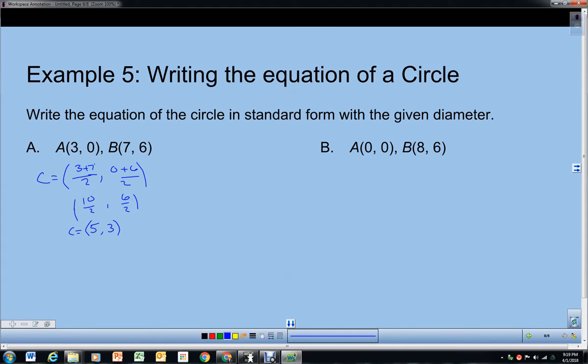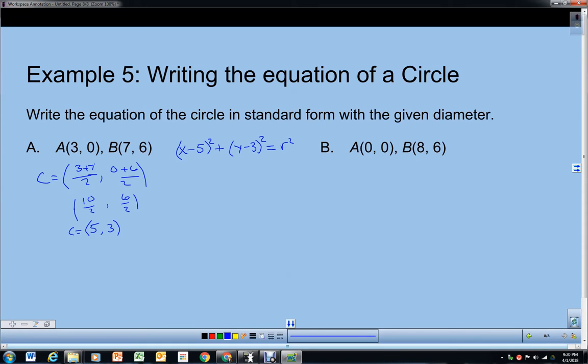Now we need to find the radius. Well, we just have to pick a point, and we're going to find the radius like we did before. Now, the easiest way to do this is pick the one that has a 0 here, if there is one. If there's not, it doesn't matter which point you pick, you're still going to get the right answer. So this will be my center, which will be my h and k. So it'll be x minus 5 all squared plus y minus 3 all squared is equal to my radius squared.